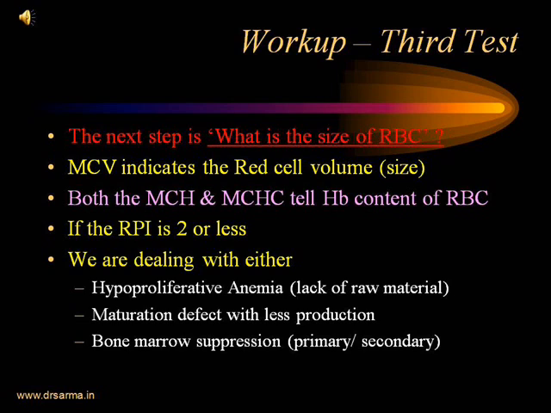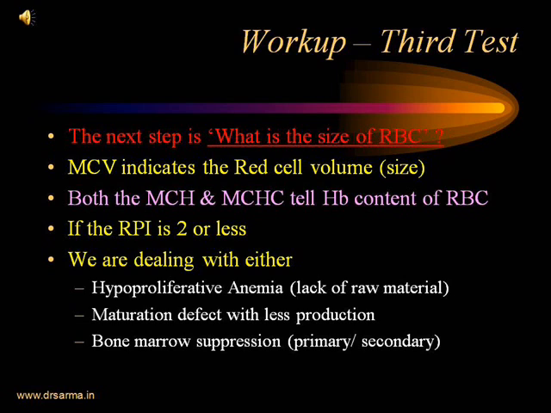In the workup of our anemic patient, we come to the third test. The third test is to ask the question, what is the size of the RBC? What is the hemoglobin concentration in this patient? If these questions are answered, we will be able to tell whether the patient has got microcytic anemia or macrocytic anemia, hypochromic anemia or hyperchromic anemia.